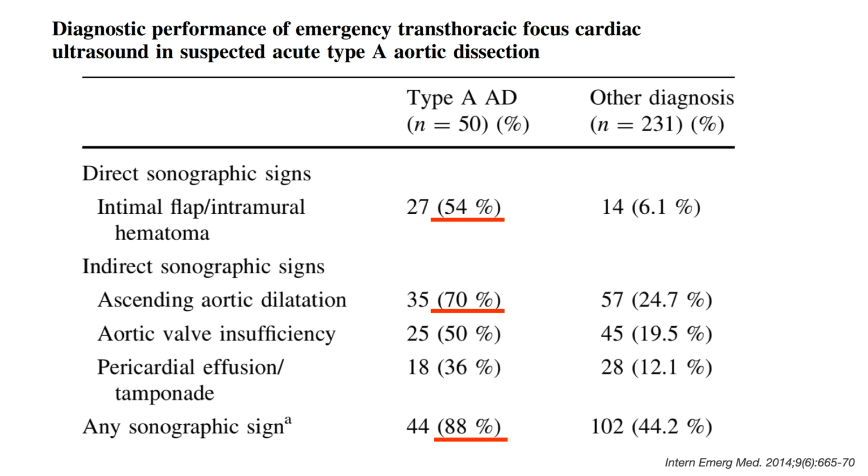So what's the sensitivity of each sign? A study from Europe in 2014 has shown that for direct signs, the sensitivity is 54%. That's not so good. The indirect signs were a little better, with ascending aortic dilation being the most sensitive of the indirect signs, and the others pretty far behind. Any sonographic sign of any kind has a sensitivity of 88%, which is pretty good.